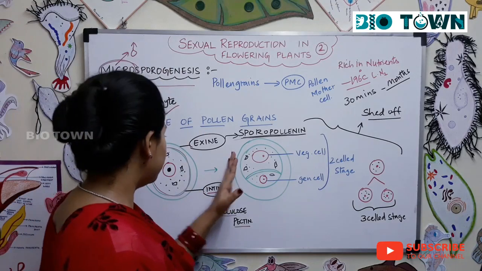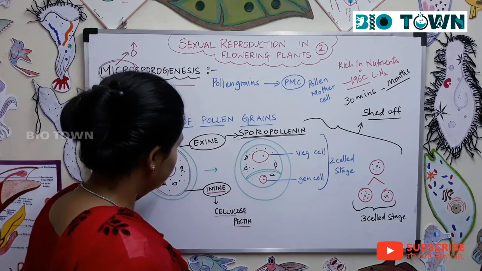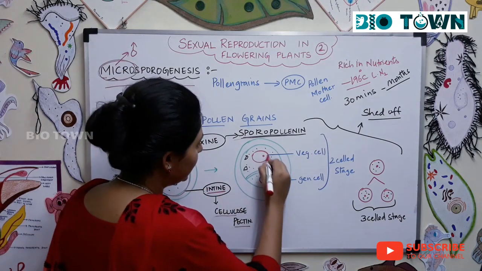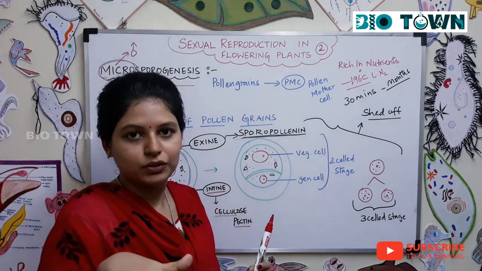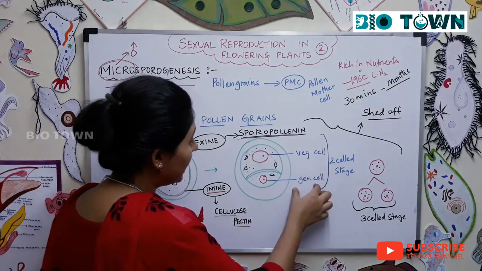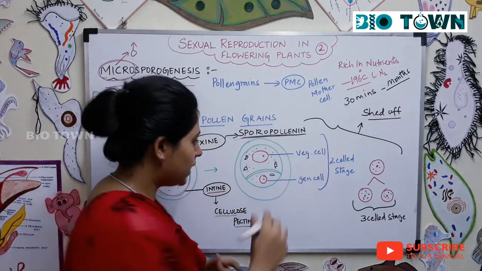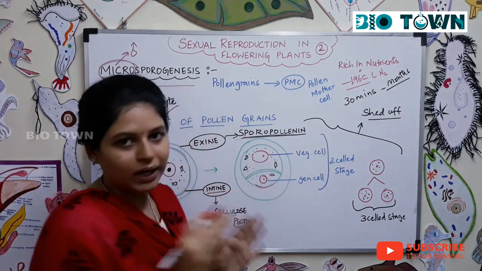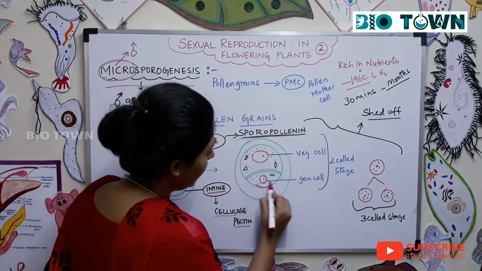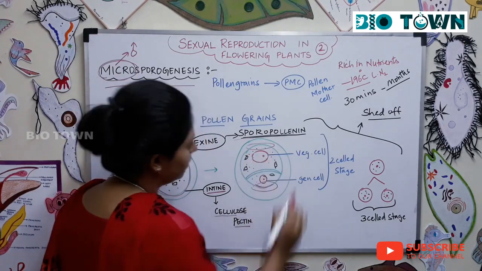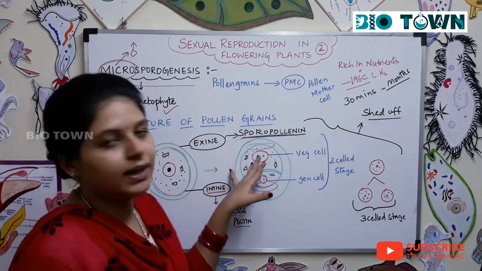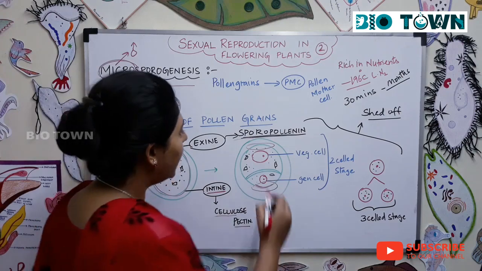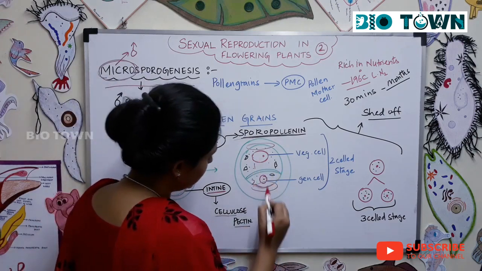Now this pollen mother cell divides into two cells. One is the vegetative cell, which floats on the surface of the cytoplasm. Next is the generative cell, which settles towards one of the poles of the pollen grain. So it could be either here or here. The vegetative cell can freely float on the surface of the cytoplasm, while the generative cell settles at a pole. Now you have the vegetative cell and the generative cell.